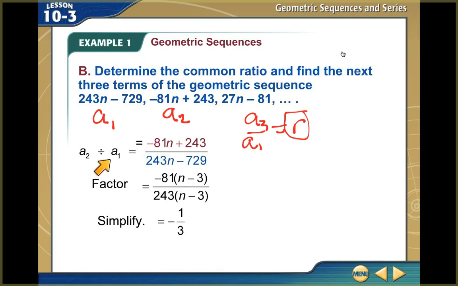We have our division and our expressions, and we have to be careful with the way that we are factoring. This is divisible by 81, this is divisible by 243, and the n minus 3 on the top and the bottom are going to cancel, so what we'll be left with is just -1/3. So that becomes my r value. That's the common ratio between the terms as we move forward. We can generate the next terms by just multiplying by -1/3.